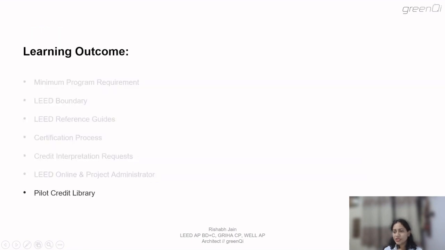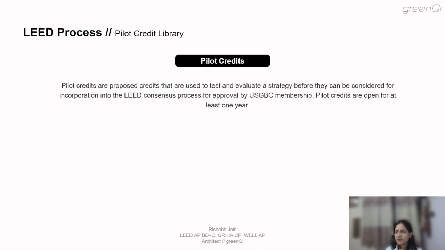The last section is the pilot credit library. These are basically proposed credits that are used to test or evaluate a strategy before they can be considered for incorporation into the LEED consensus process for approval by USGBC membership. And these are open for at least 1 year. So these credits are nothing but proposed credits by the project teams themselves, whoever has gone for certification or whoever is a USGBC member.